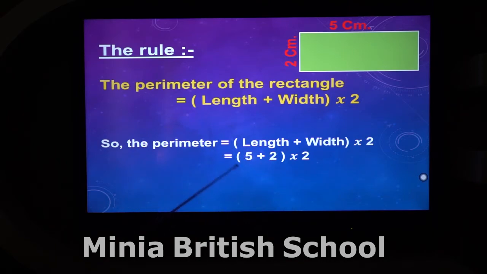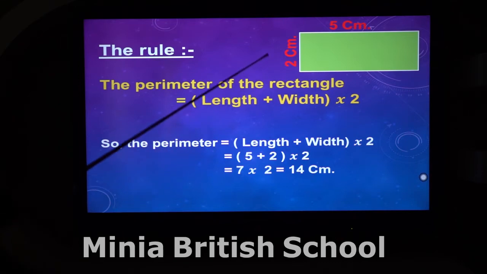First find the sum of the two numbers inside the two brackets and then multiply by 2. 5 plus 2 equals what? Equals 7. 7 times 2 equals 14 centimeters. Again, write the rule of the perimeter of the rectangle and then substitute the length and the width from the figure. Find the addition operation first and then multiply by 2.